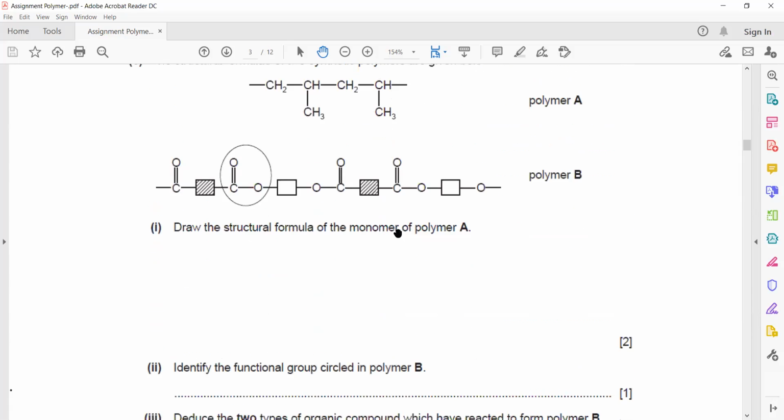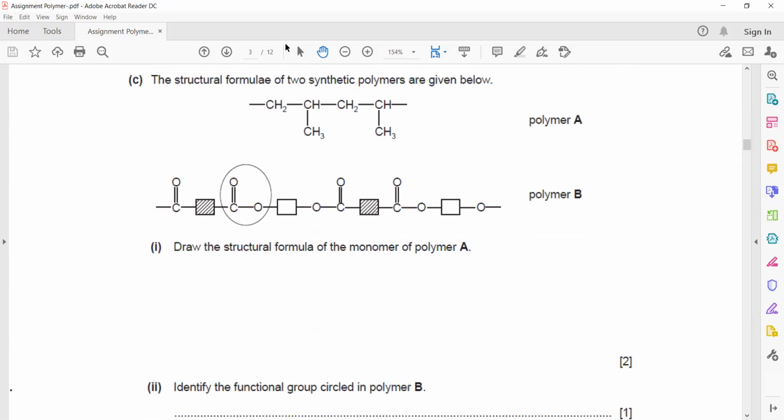Draw the structure formula of monomer A. So how do we draw the structure formula of monomer A? You can see this is an addition polymer. So just take 2 carbons out and draw the structure. That will be a monomer.